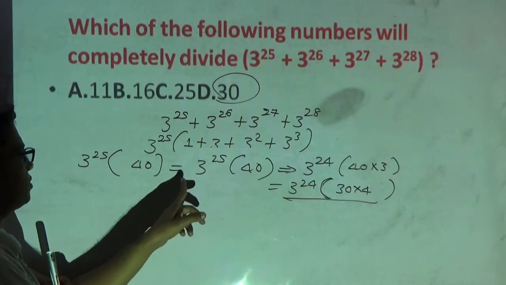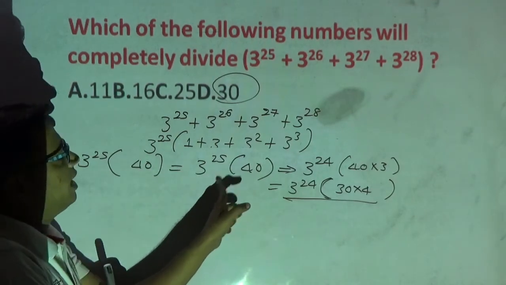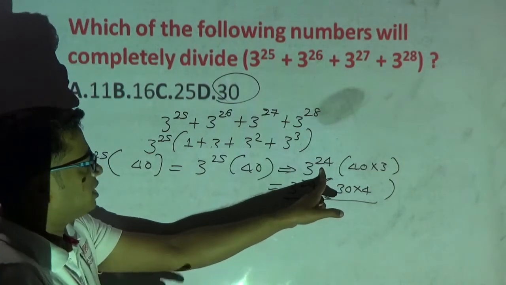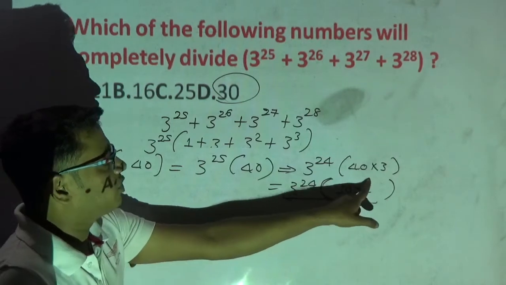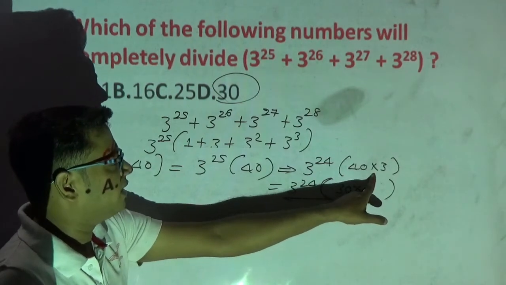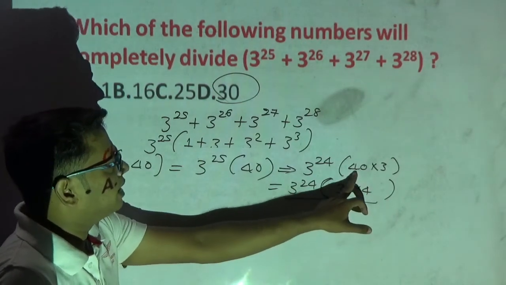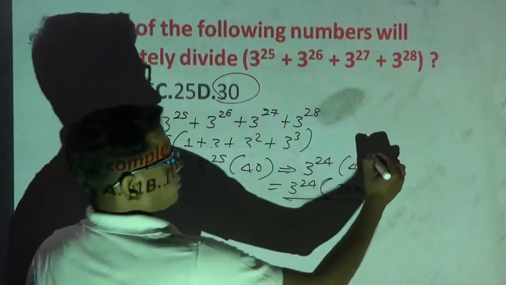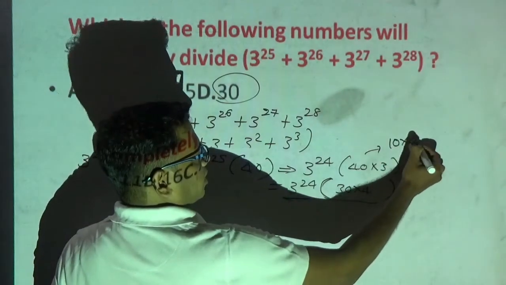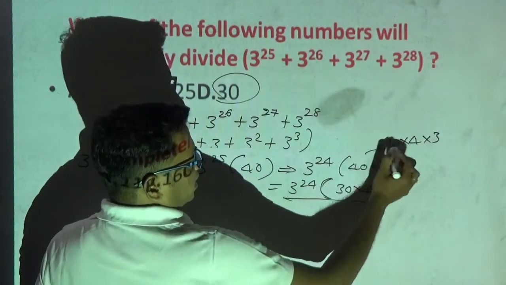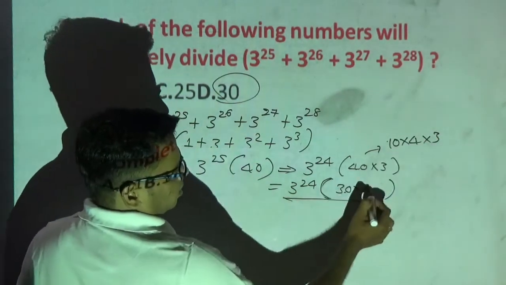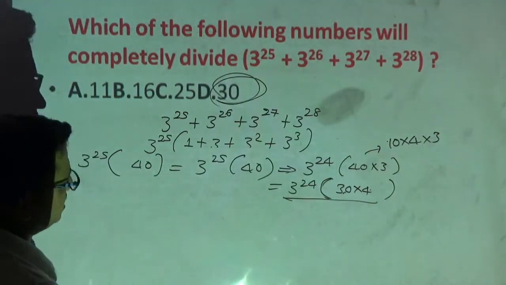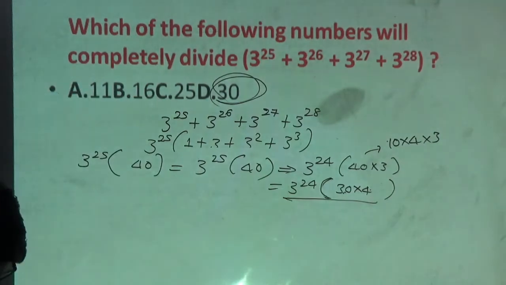But I can still simplify 40. What I did? In your 3 power 25, 3 power 24 I can write into 3. 3 power 24 into 3 is what? 3 power 25 only. Then into 3 I have put it inside. So 40 into 3 is 120. Or else 40 can be written as 10 into 4. 10 into 3 is what? 30. 30 into 4. Correct? So this can be divided by what? 30. Hope you have understood with this example. I will go for the next example now.